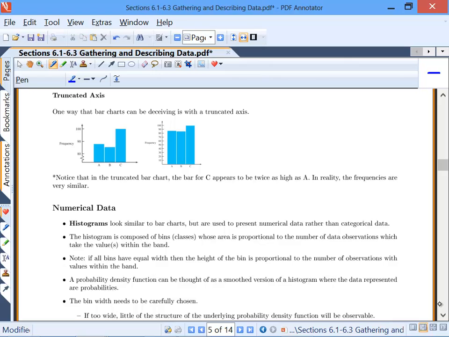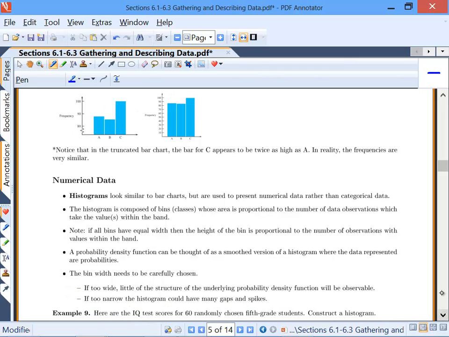So that was for our categorical data. You have two options, bar chart or pie chart. For our next example, we have numerical data, and numerical data we represent with histograms. They look like bar charts, but it's for numerical data.